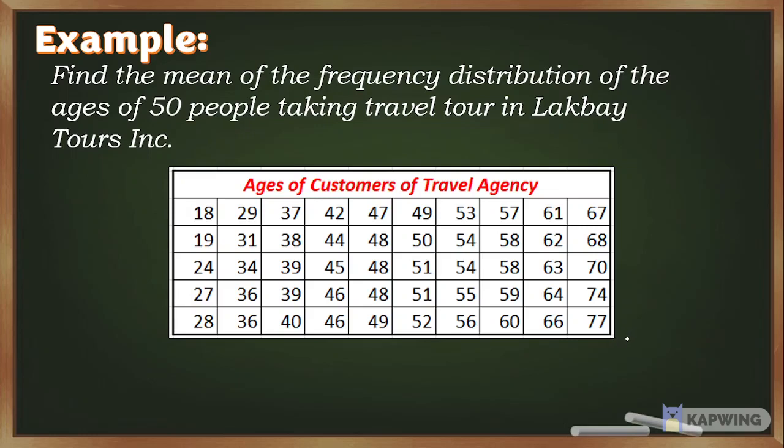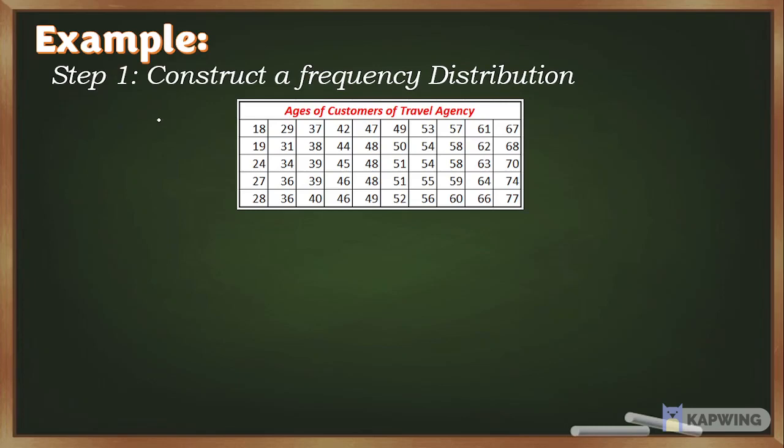So ibig sabihin, inarrange na natin siya sa pinakabatang edad hanggang sa pinakamatandang edad. So first step natin is to construct a frequency distribution. So alamin muna natin yung pinakabatang edad or the lowest value at saka highest value. Since naka-arrange na siya, ang lowest value natin is 18 at ang highest value natin is 77.